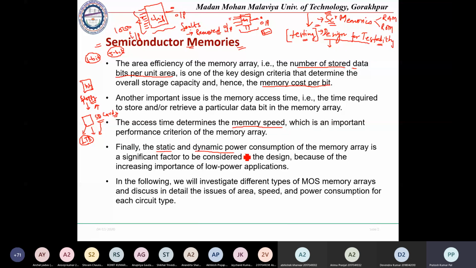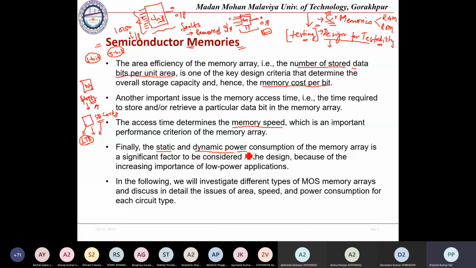Static power is the power dissipation when the steady state values are considered, and dynamic power is when there is a change in the information. If information is changing from 0 to 1 or 1 to 0, then whatever power dissipation there is will be called dynamic power dissipation. So based on that, there are different performance criteria that we should be considering.